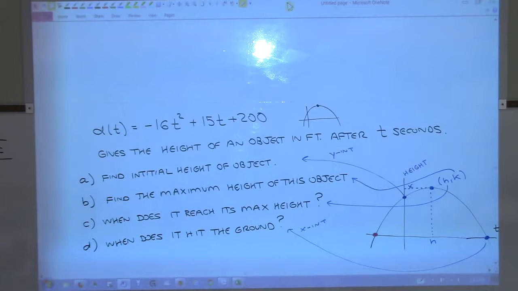I'm not asking you to graph this, okay? But the things you do to graph this are the things you need in order to answer the questions. The only difference is you don't have to draw a picture. You need to find the y-intercept, you need to find k, you need to find h, you need to find the x-intercepts. If you can find those, you'll be able to answer the questions.